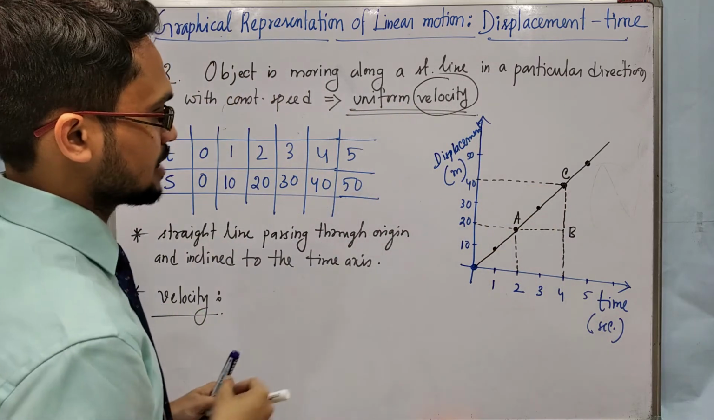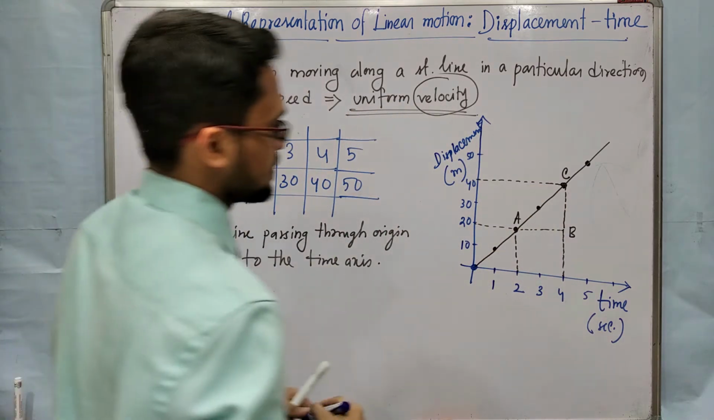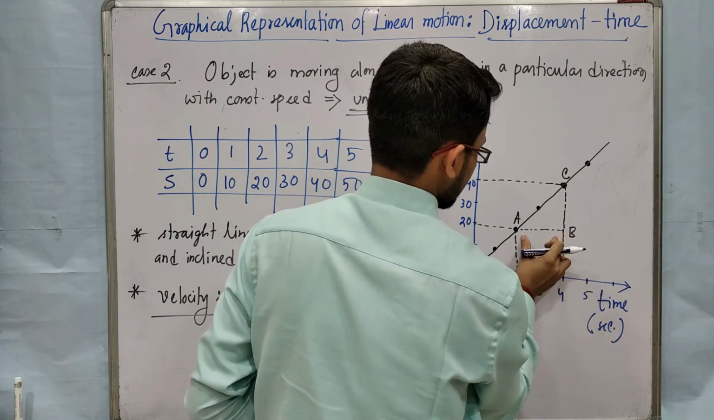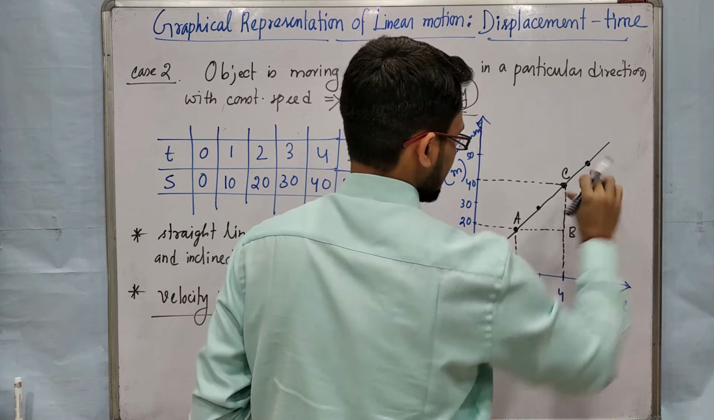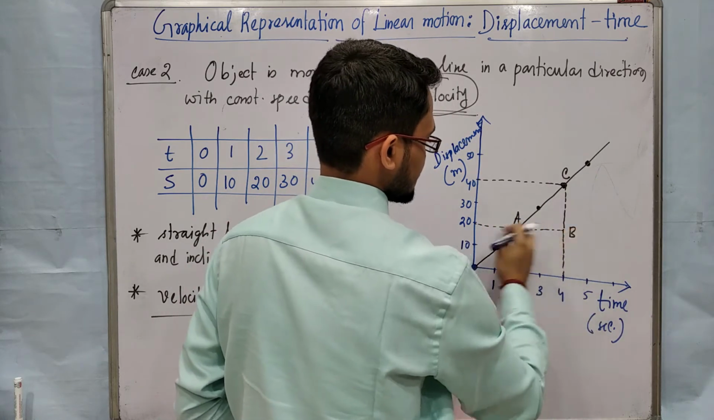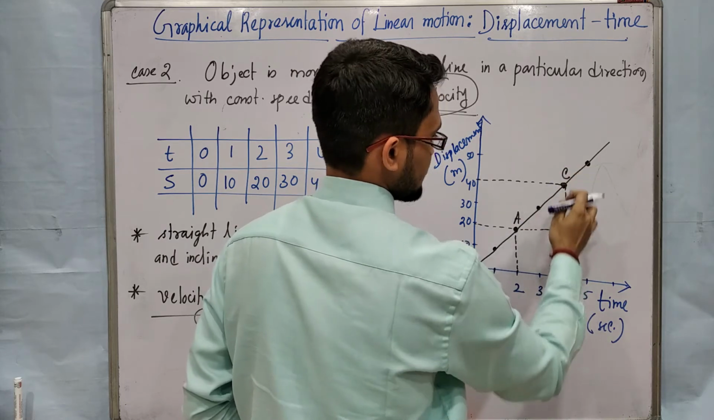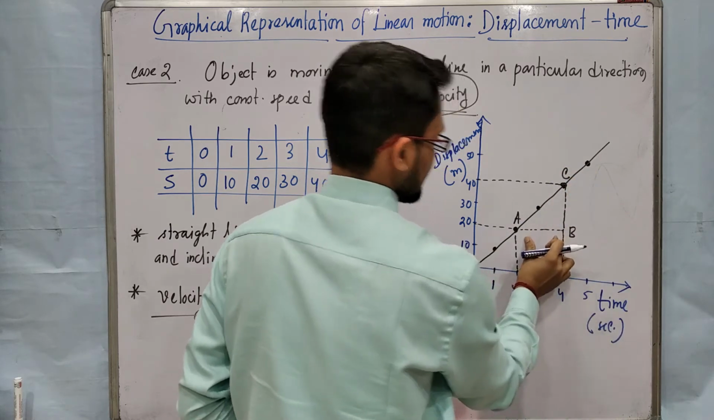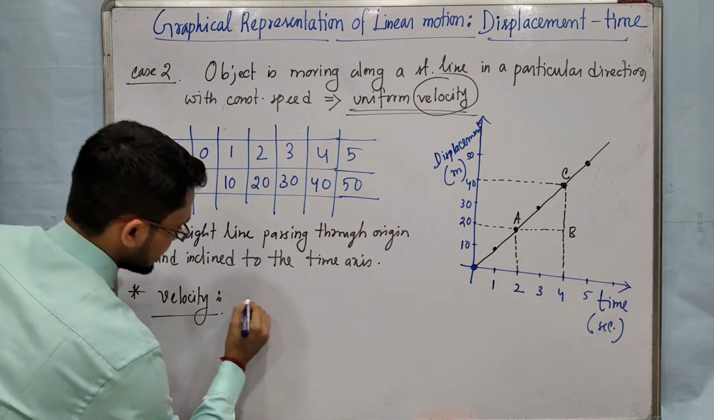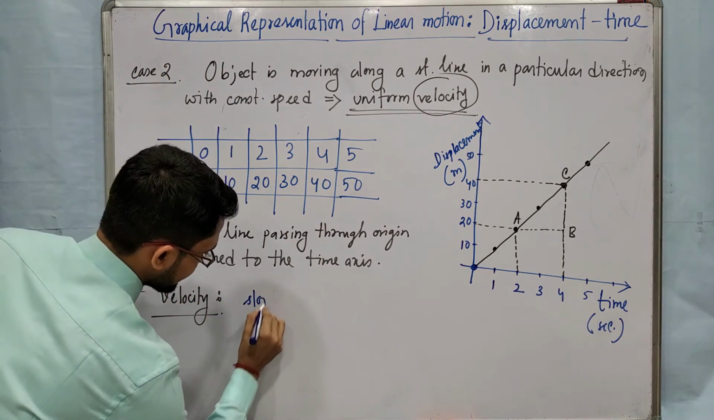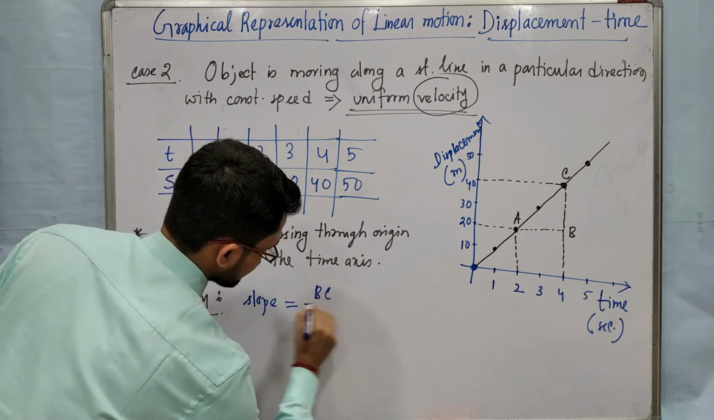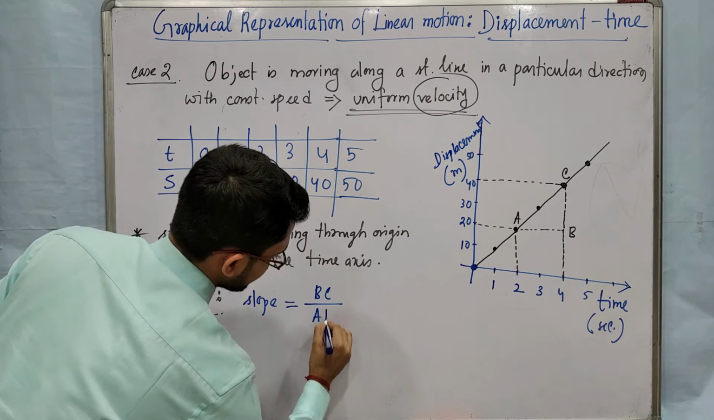Now how will you calculate the slope? Slope is defined as this height by this distance, BC by AB. This is a right angle triangle. This is height and this is base. AC is the hypotenuse. So BC by AB is the slope of this graph. So velocity is equal to slope. Slope is equal to what? BC by AB.